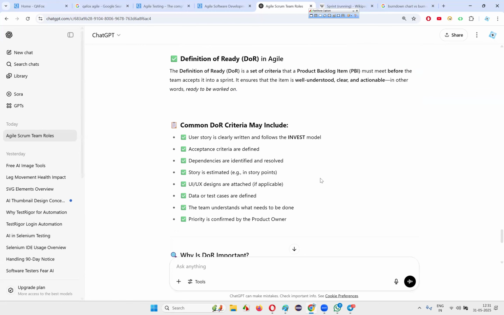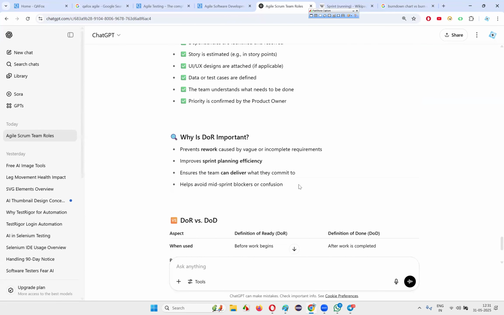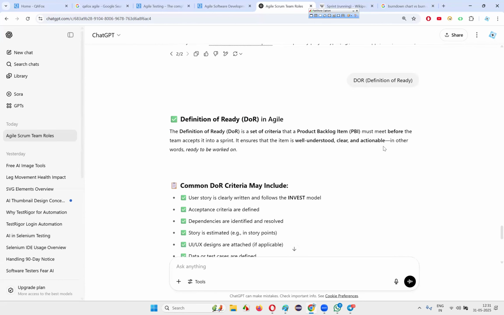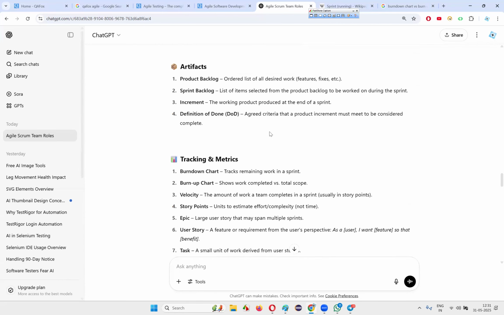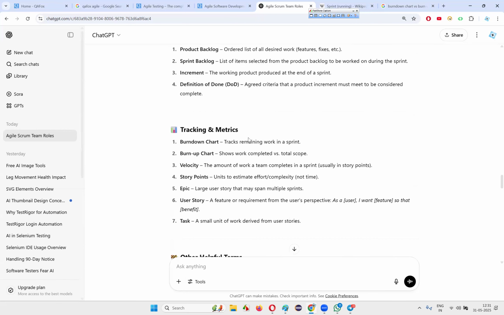All the estimations are done, everything is ready, then we can call it definition of done. Team understands what needs to be done, then that can be considered as definition of ready. Then, clear with the definition of ready also, right? Definition of done is clear, definition of ready is clear.